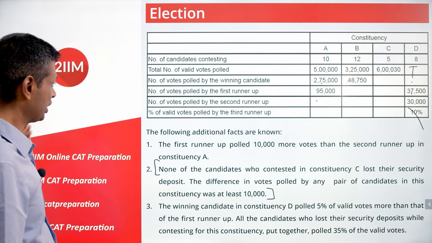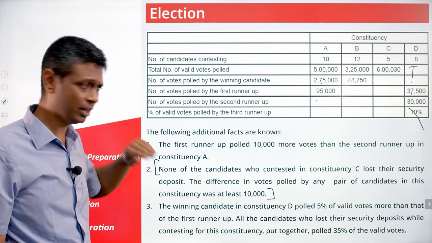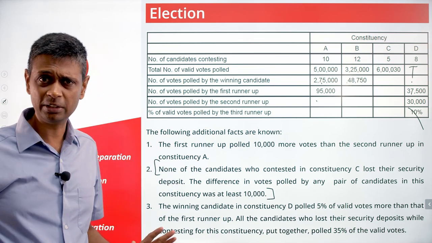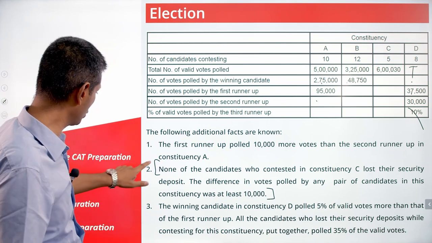There are only three conditions: constituency A, something about C, something about D. There's nothing given about B. Well, let's go step by step. I think this will be the juiciest.